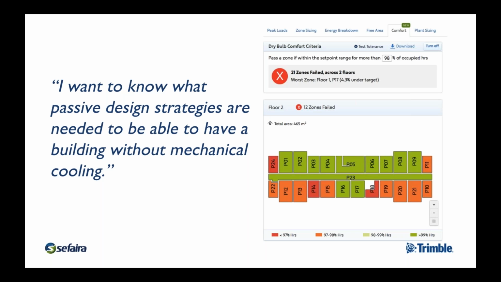The other user story that we often hear is, I want to know what passive design strategies are needed so that I can have a building without mechanical cooling. And I know a lot of people on the call are probably calling from the west coast of the States, or potentially in Northern Europe. Many people in those regions and in other parts of the world are looking at residential projects that may be able to avoid the need for mechanical cooling. So what is involved? What do you need to do as a design strategy to avoid the need for mechanical cooling? We'll look at how you can start to look at that in Sefaira.